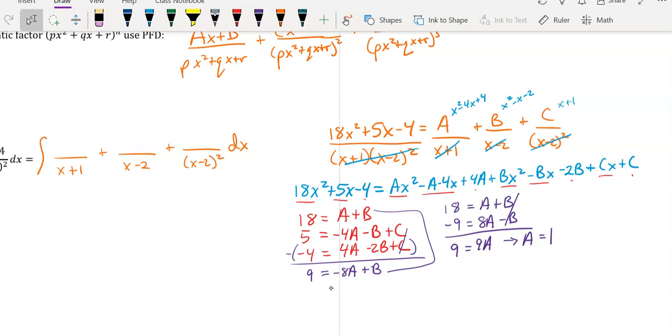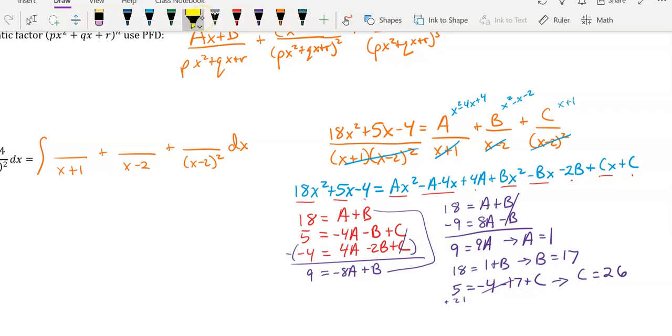And then I can plug that back into my first equation, so 18 equals 1 plus b, so b is 17. And then plugging it into either the second or the third equation, I'm going to use the second equation. I have 5 equals negative 4 times 1 minus b, so minus 17, plus c, this is a negative 21, so adding 21, I get that c is equal to 26. Okay, so my coefficients, or my numerators then, are 1, 17, and 26.